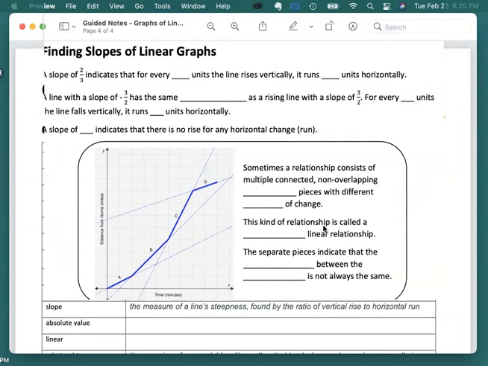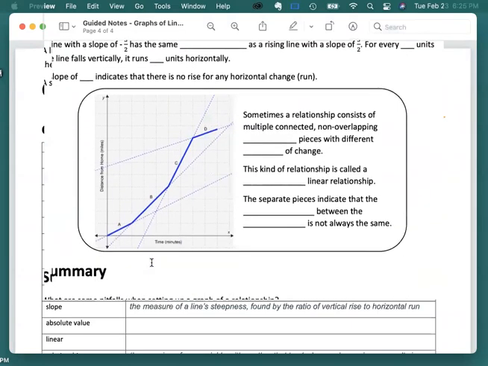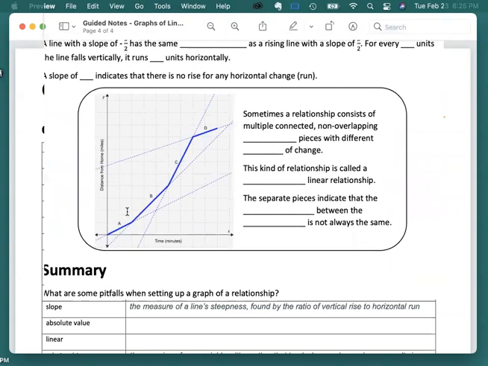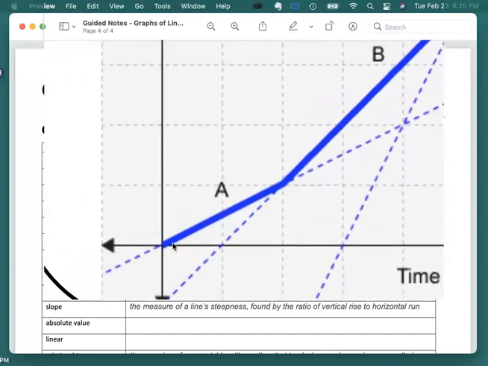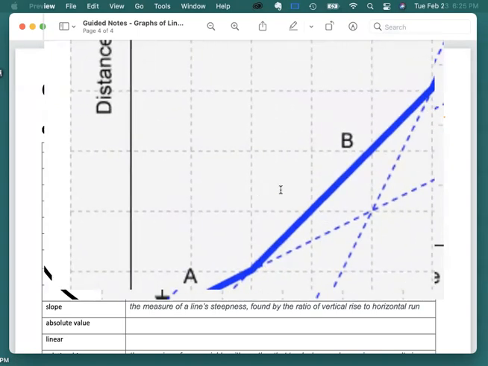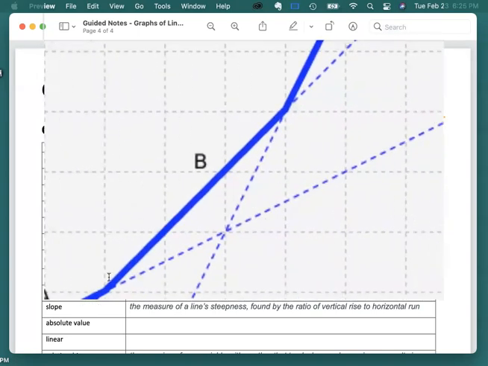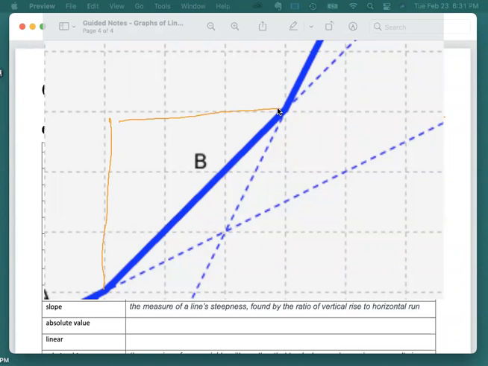Okay, and sometimes there's a relationship and there's a whole bunch of different slopes. If I were to zoom in on A, it has a slope of up 1/2. And then section B has a slope of up 1, 2, 3. So B is up 3/3, or it's up 1/1, up 1/1, up 1/1. So B is 1/1.